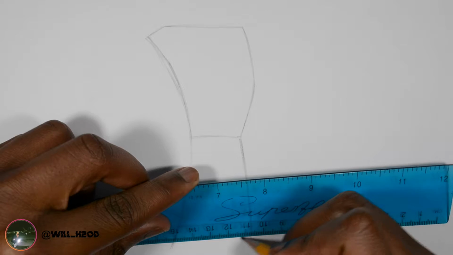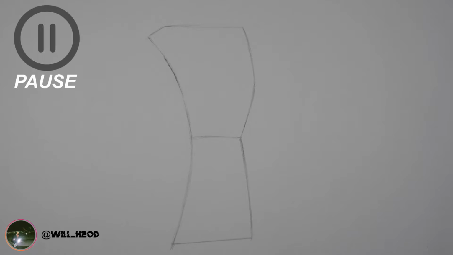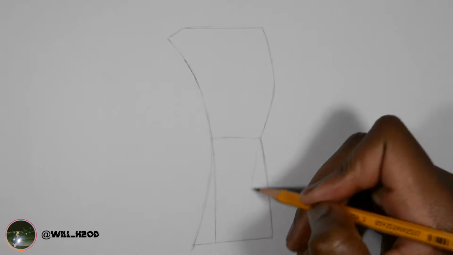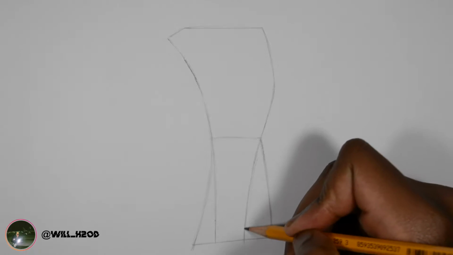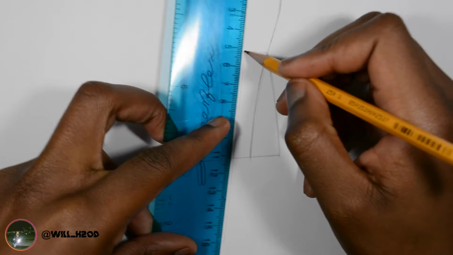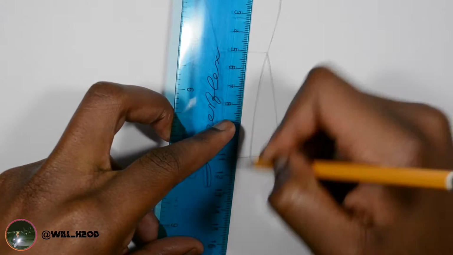So the bottom set of lines I've drawn are for a pair of shorts, but I'm going to show you the inner lines for the actual legs. So whatever you want to put on your character, trousers, whatever, just work off these baselines that I'm drawing in now.